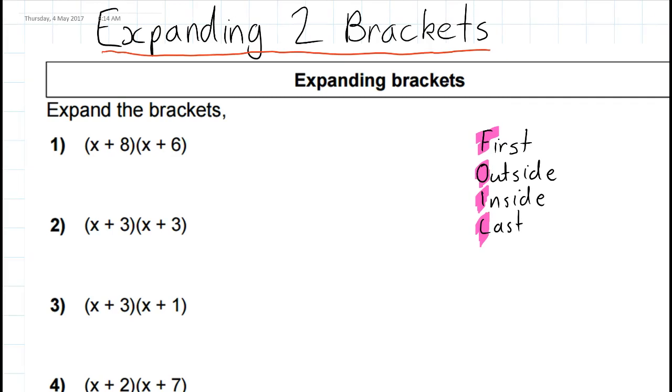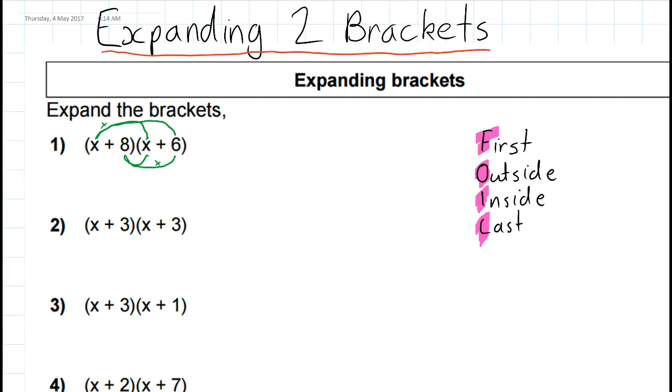Okay, so this is how we solve the problem. You take the first term, the x, and draw a line to the first term, the x. Then x to 6, 8 to x, 8 to 6. Then you put a little times and a little times, and this is to show you what we're doing with the next thing.